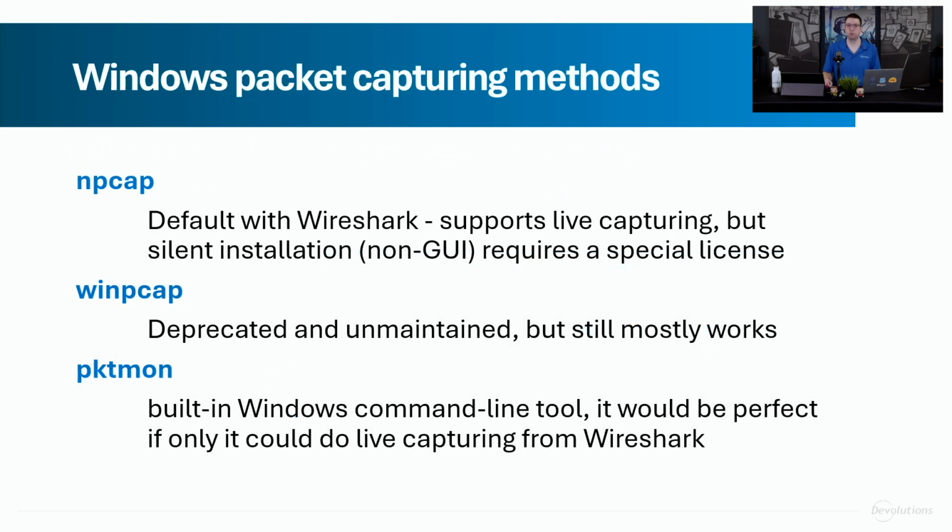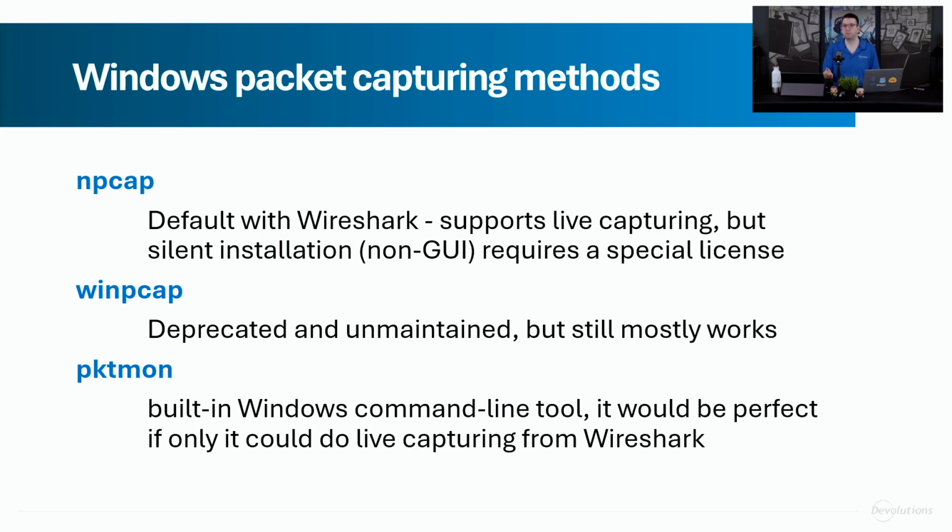There are 3 main methods for capturing packets in Windows. The most common one is using npcap. So this is the option you have when you use the installer from Wireshark. It asks, do you want to install npcap? Yes, and then it will download and launch the installer. What not necessarily everybody knows is that it's great, but the silent installation option requires a special license.